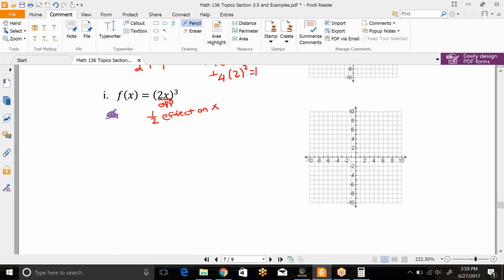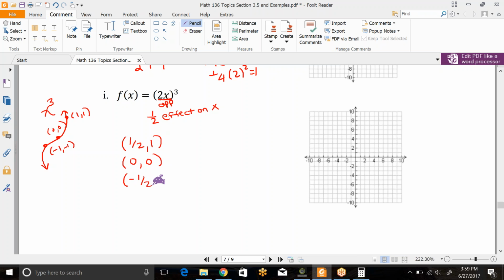So if we want to do this using the transformations only, you have to know your parent, which is x cubed, since we have a cube there. Remember, x cubed has this shape: (-1, -1), (0, 0), and (1, 1). And this says we're going to take half of all of those x points. So half of 1 is a half, half of 0 is still 0, half of -1 is -1/2. Notice nothing happened to the y values when it's inside here, before being cubed.